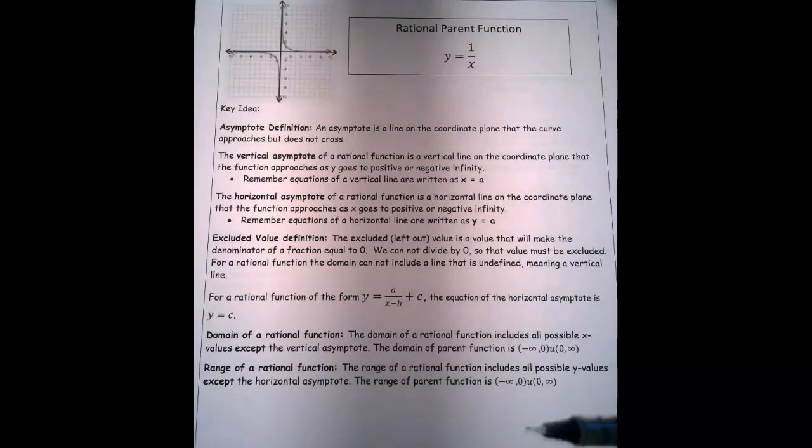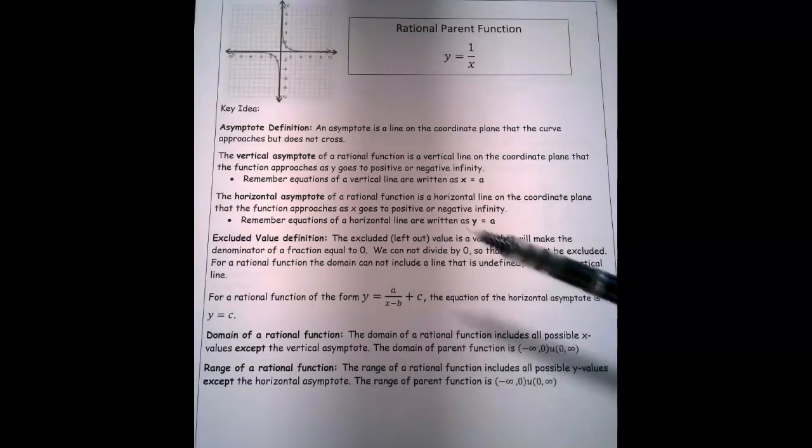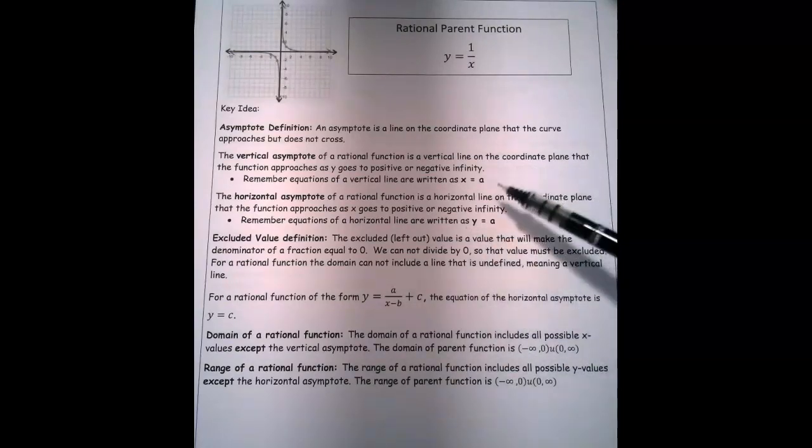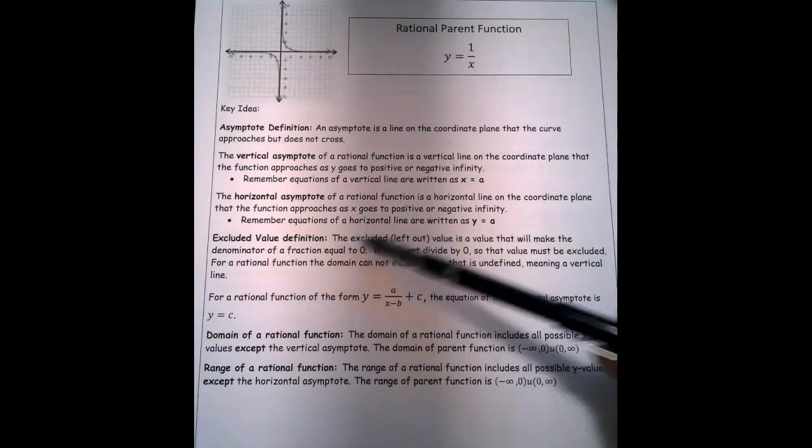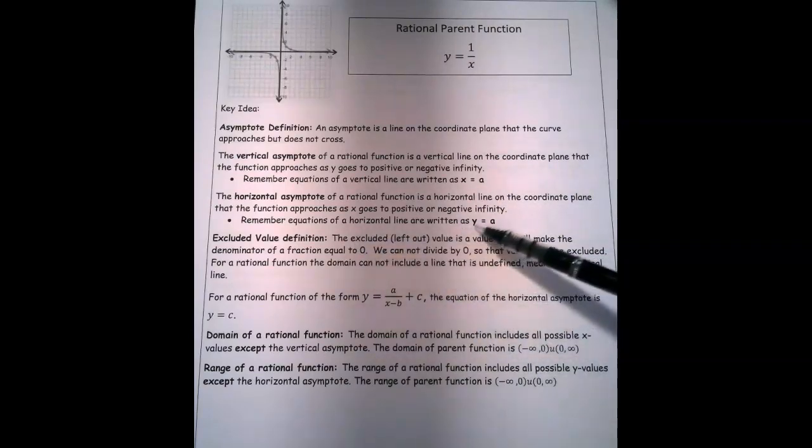horizontal asymptote. Now I want you to remember, when you're writing the equation of that asymptote, the vertical would be x is equal to whatever the number is. I'm just going to use a. And the horizontal asymptote would be written as y is equal to whatever the number a.